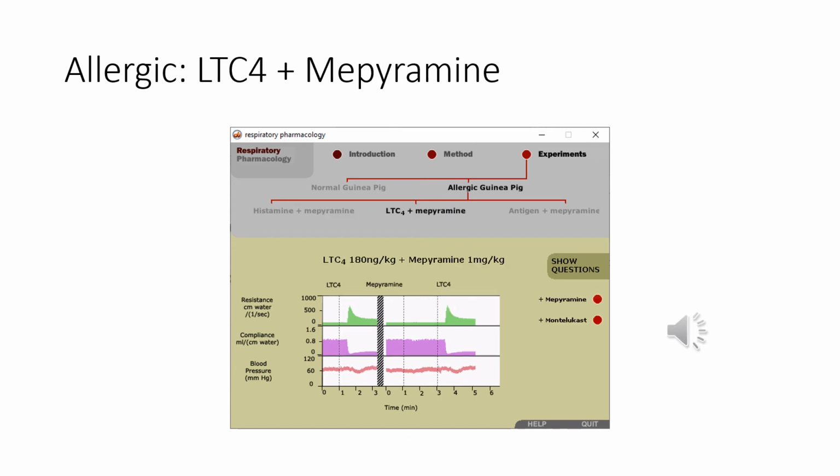In the LTC4 plus meperamine group, the animals were subjected to LTC4, meperamine and montelukast. Administration of LTC4 alone causes the lung resistance to increase, and a drop in lung compliance and blood pressure. The administration of meperamine does not interfere with the lung physiology or the mechanism of action for LTC4. Administration of montelukast alone has no effect towards the lung physiology. However, it reduces the effect of LTC4.